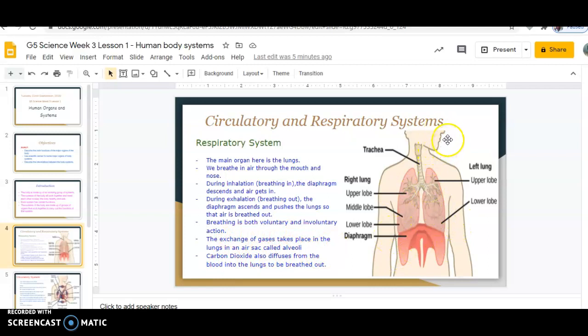After the air has come in through the mouth or through the nose, it comes down through the trachea, then it comes to the bronchioles, it comes down to an air sac down here, which is called alveoli, and that is where the exchange of gases takes place. Now, carbon dioxide also diffuses from the blood into the lungs to be breathed out.